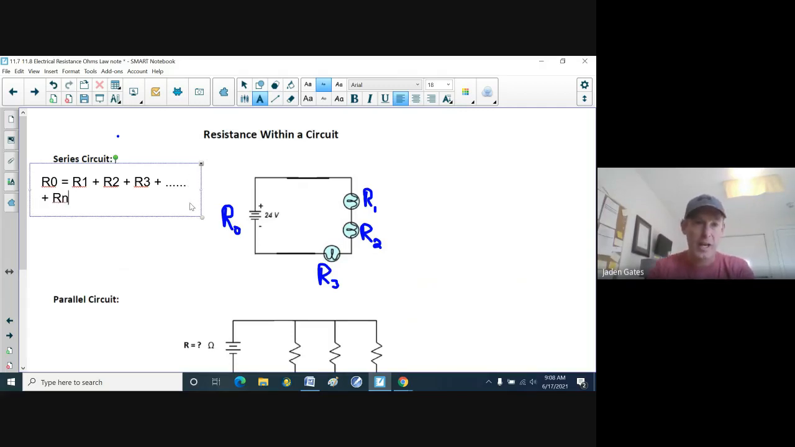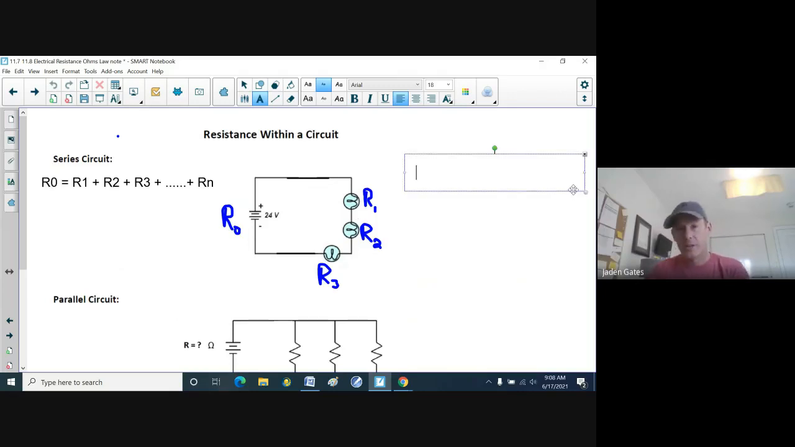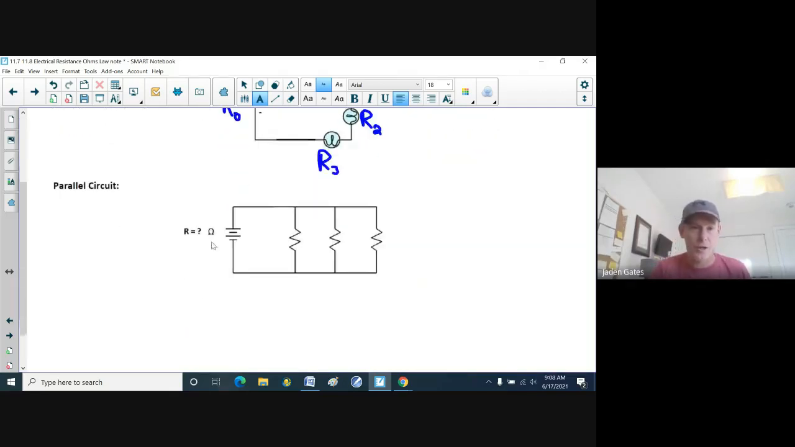So say if you had a number n of them, you just keep adding up all the resistors in a row. Now, in this case, there are only 3 of them. So you would just add up R1 plus R2 plus R3, because there's only 3 of them. If you had 10 of them, you'd add up 10 of them. Now that's for a series circuit. Things get a little tougher when we get to a parallel circuit.